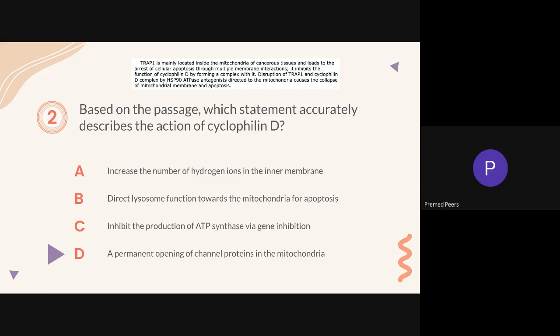So option B is wrong. We're not told anything about the involvement of lysosome function, so this would be out of scope. Option C is wrong. As we mentioned, cyclophilin D's main function is to disrupt the mitochondrial membrane. The TRAP1 and cyclophilin D complex prevents the membrane from being damaged. It has nothing to do with the synthesis of ATP. Option C would be right if cyclophilin D reduced the amount of ATP made, but it doesn't. It just damages the cell membrane.